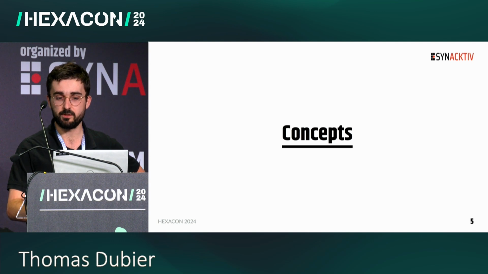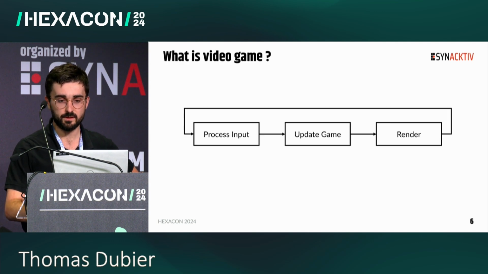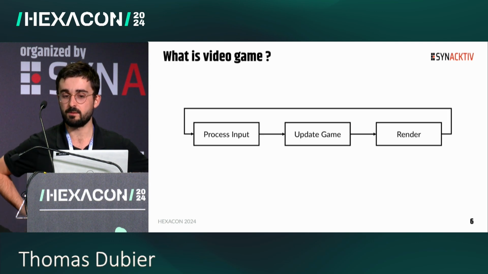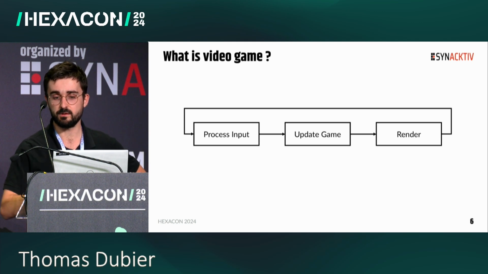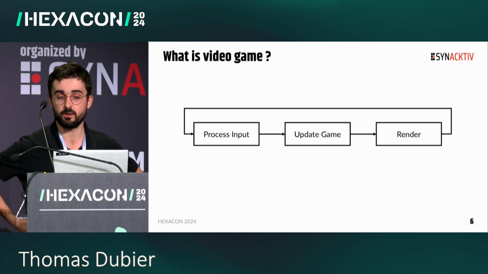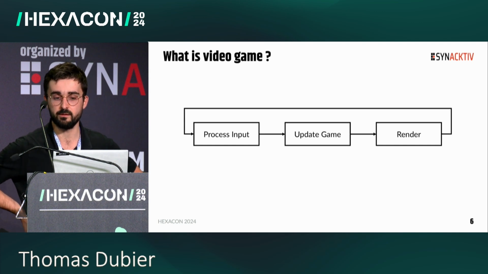Let me briefly introduce concepts about video games. Basically, a video game is just a loop. A program will process user input, but it doesn't wait for it. And next, it will update game objects like a car's position, or an AI state. And at the end, it renders all objects on the screen.